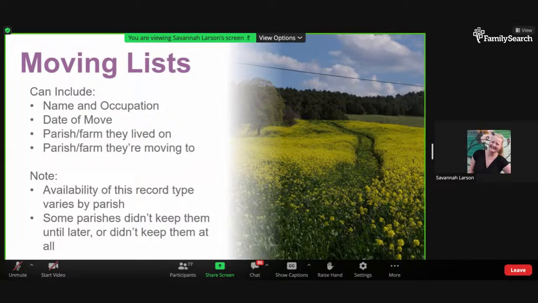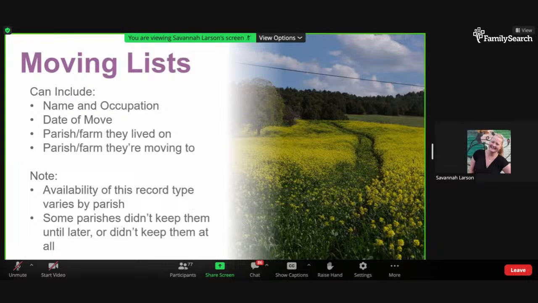Because they can be very useful and give you just a little bit more information to help you find a person that maybe is hard to find. They can include the name and occupation, the date they moved, the parish or farm that they lived on, and the parish or farm that they moved to. If it's a moving out record, it will typically give you the parish or farm they lived on and the parish they moved to. But if they're moving into a new place, it'll give you the parish they moved from and the farm they moved to, if that makes sense.